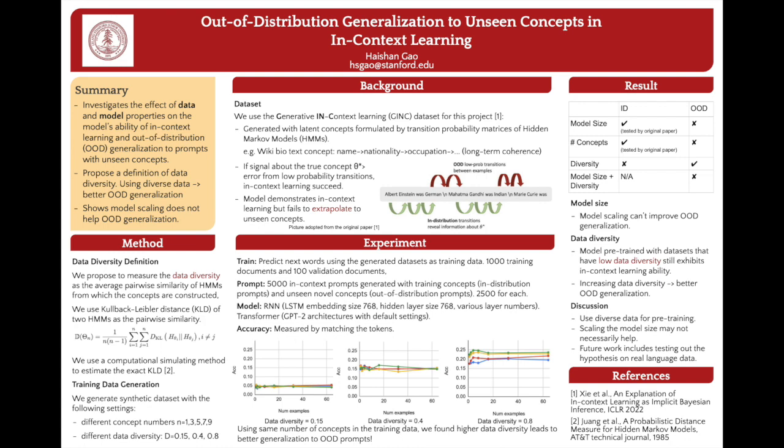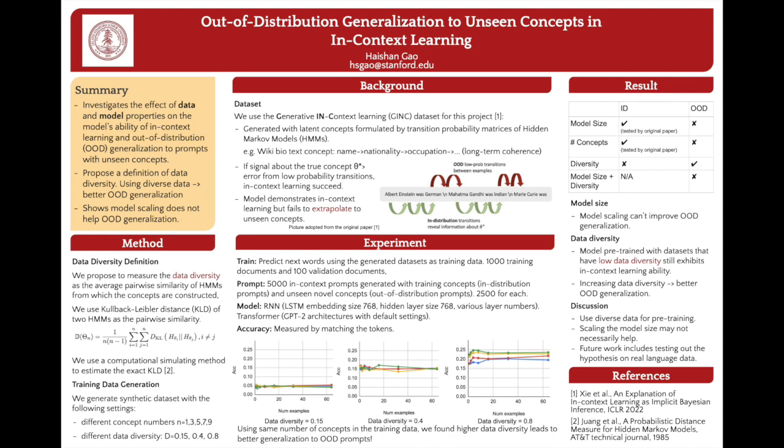To test that, we propose a definition for the training data diversity as the average pairwise similarity of hidden Markov models from which the concepts are constructed. We use KL divergence of two hidden Markov models as the pairwise similarity. We use a computational simulating method to estimate the exact KL divergence. We then generate synthetic datasets with the following settings. We use different concept numbers from 1 to 9 and different data diversity from 0.15 to 0.8. Next, I will talk about the experiment settings and the result.